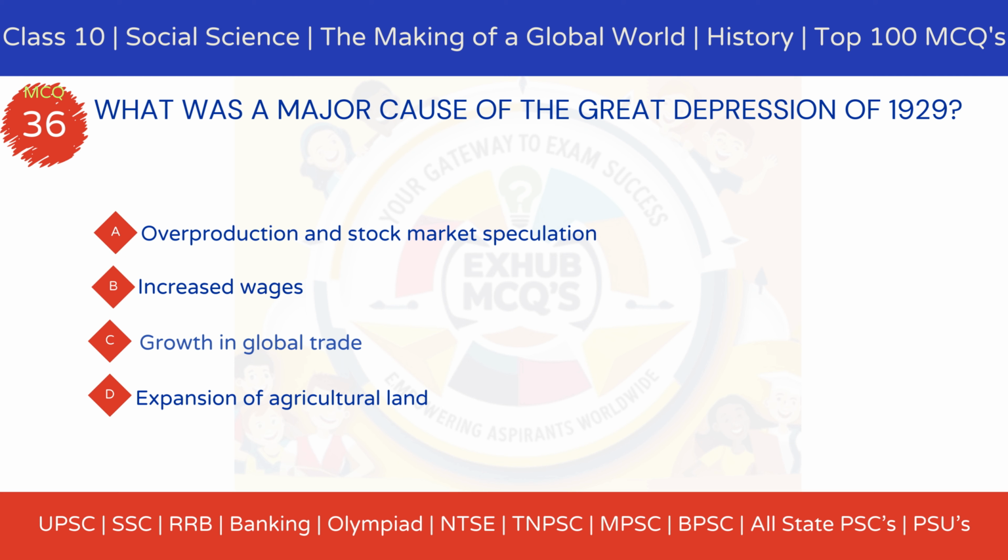Option A. Overproduction and stock market speculation. Option B. Increased wages. Option C. Growth in global trade. Option D. Expansion of agricultural land.